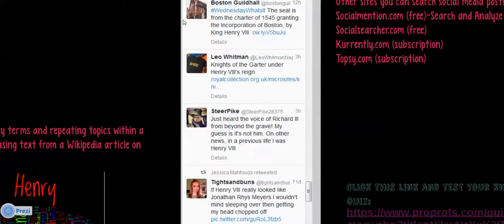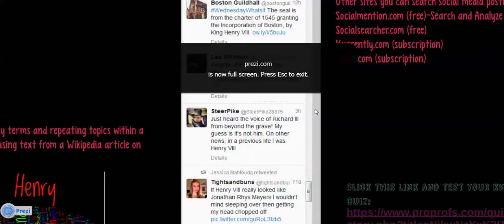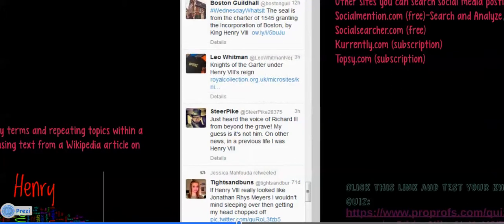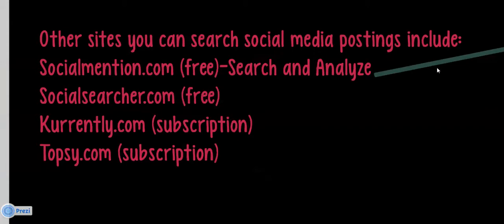And I got lots of results based on history, people actually talking about the show and the actors in the show. So there's a varying degree of information that you'll receive. And in order to apply and analyze this information, you can see that these tools really take a look at what the general public is saying. There's lots of sites that you can use, including Social Mention, socialsearcher.com, Currently, and Topsy.